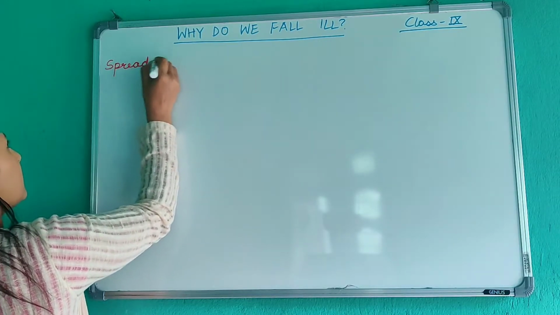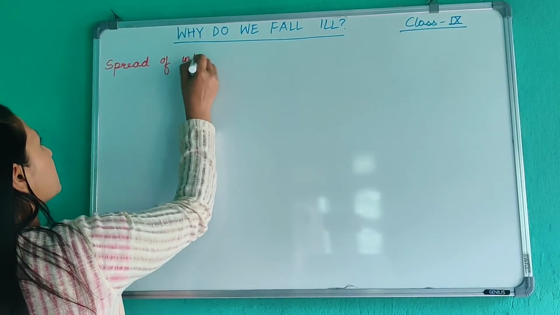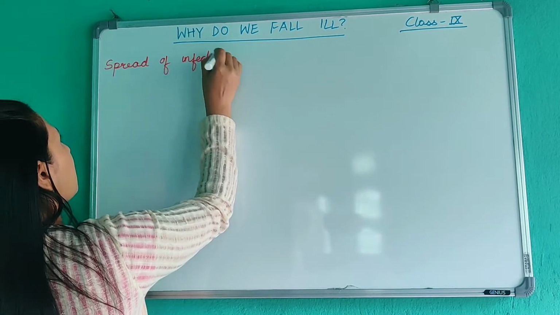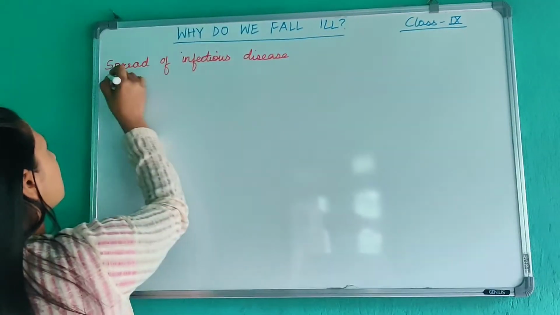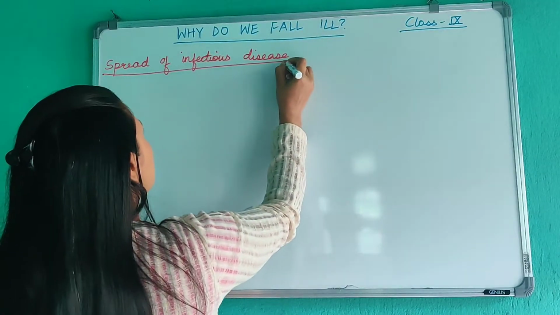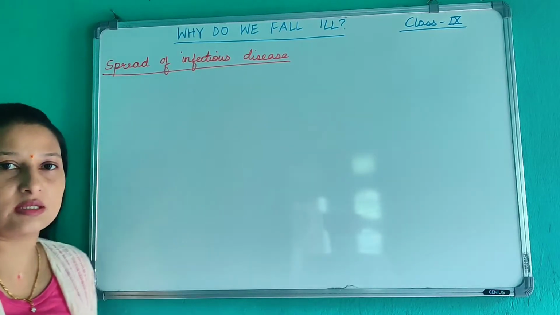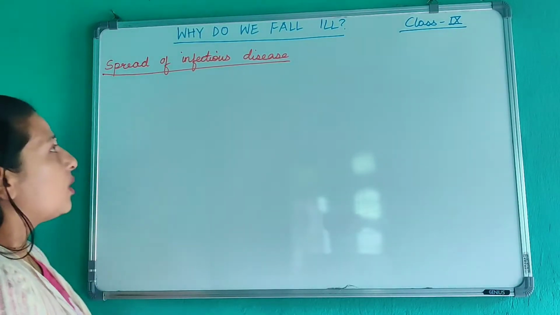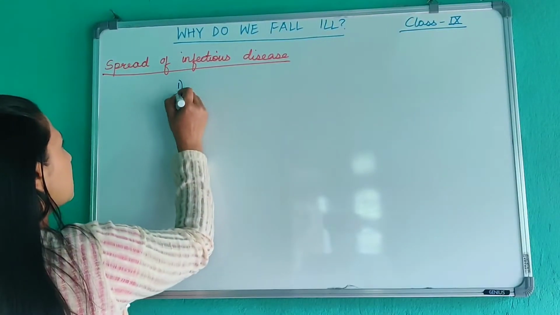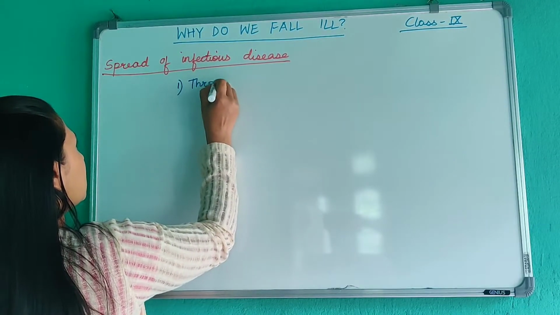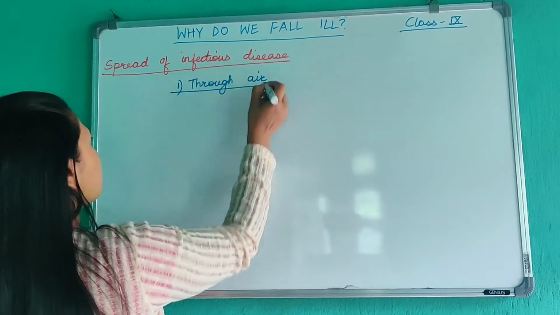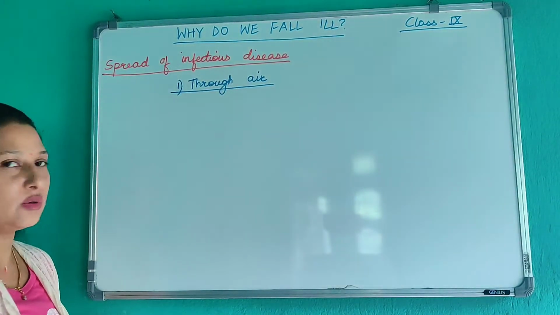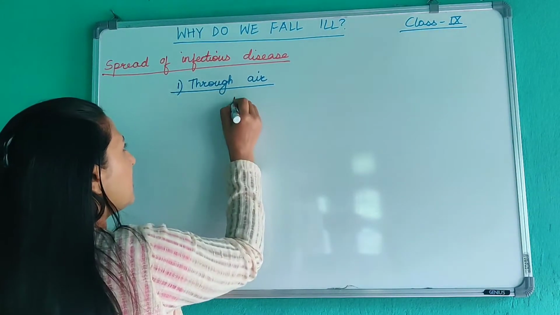Spread of infectious disease. There are many agents that are responsible for spreading infectious diseases. Let us discuss them one by one. First is through air. There are some diseases that spread through air. So what are those diseases?